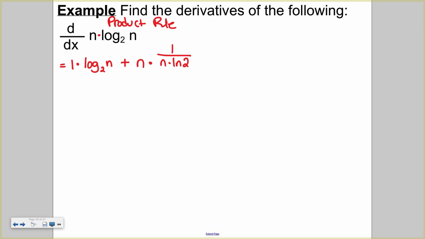Alright, then from here we're just going to simplify. So 1 times log base 2 of n is just log base 2 of n, plus n times 1 over n times ln of 2 is n over n times ln of 2. Now we do have an n in the numerator and an n in the denominator, which means we can cancel them out. So we are left with log base 2 of n plus 1 over ln of 2 as our solution.